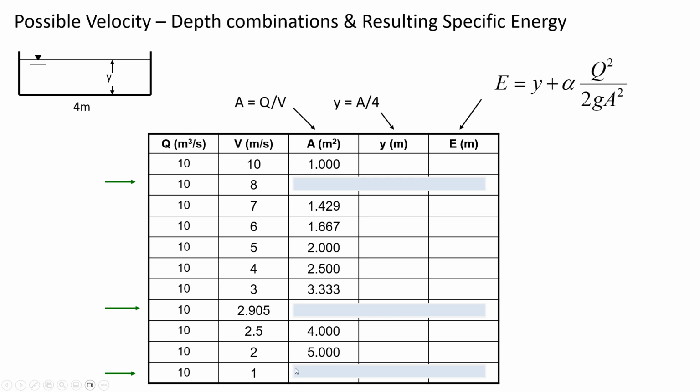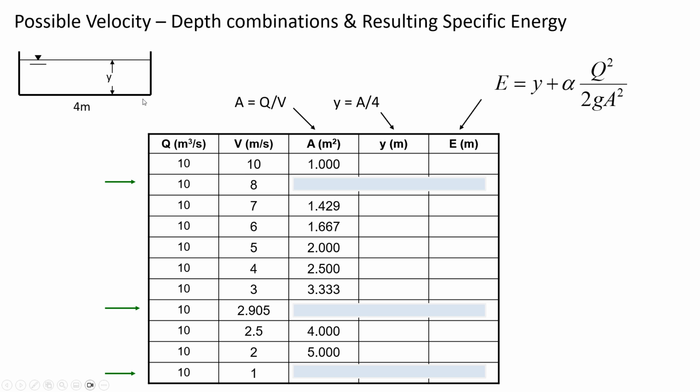Then at this extreme, well, the area there is pretty easy to calculate. If the velocity is 1, then the area would have to be 10 in order to get a flow rate of 10 cubic meters per second. What's going on here, this middle arrow? I've selected kind of a strange velocity, 2.905. There's nothing magical about that velocity yet, but it is going to be an important point that I'll illustrate why in just a minute. Okay, so area, you get that column.